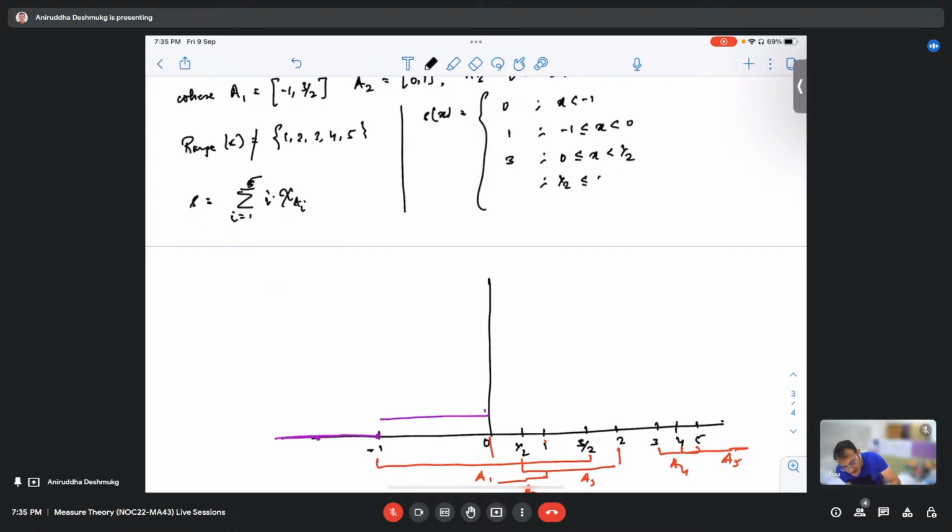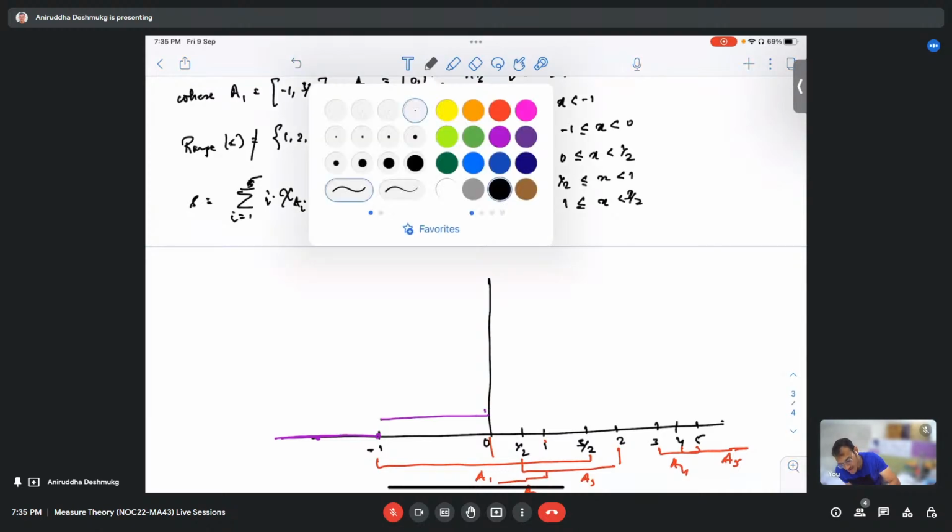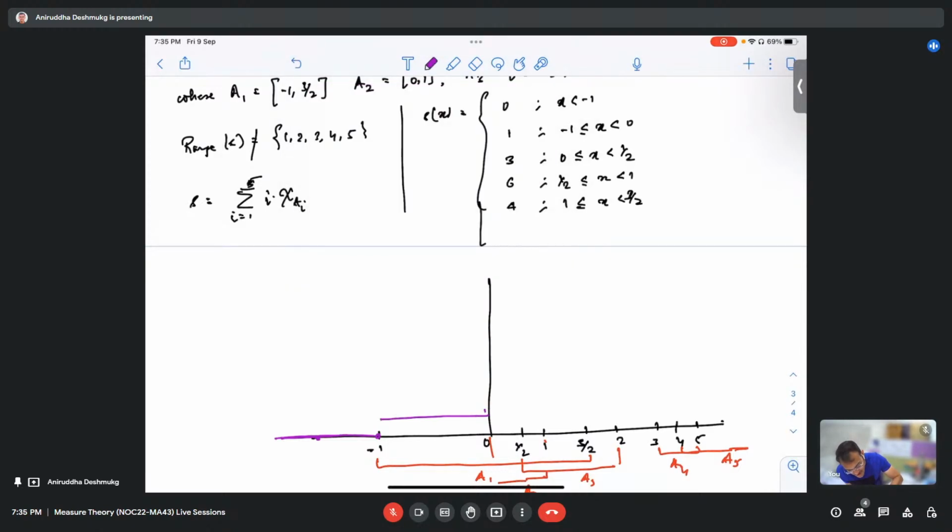What about half to 1? Now it is inside A1, A2 and A3. So it is 1 plus 2 plus 3, it is 6. Correct? And then from 1 to 3 by 2, what all sets are contained here? A1 is there, A3 is there, only A1 and A3. So it is 4. Let me draw: 0 to half 3, half to 1 6, and then 1 to 3 by 2 4.